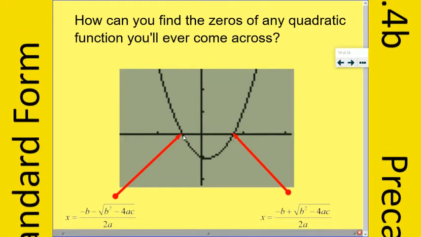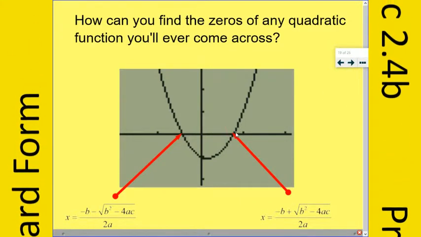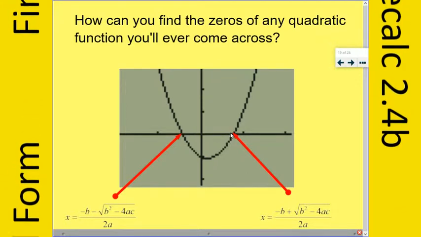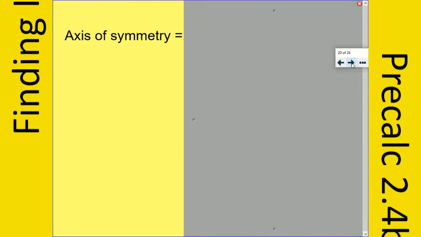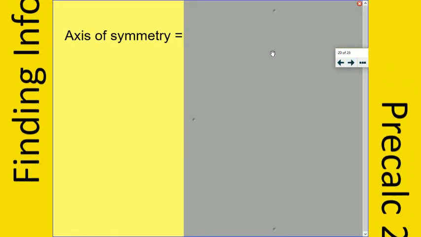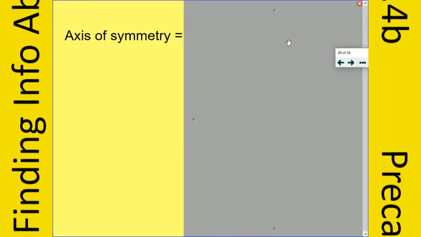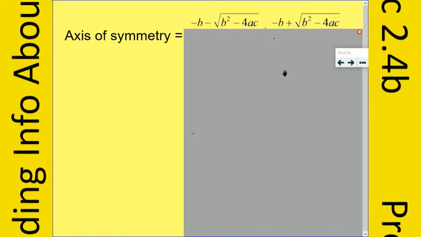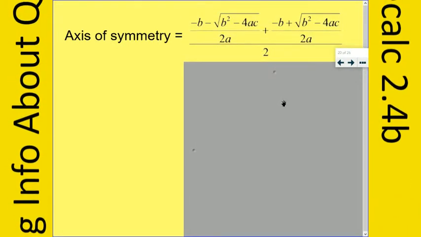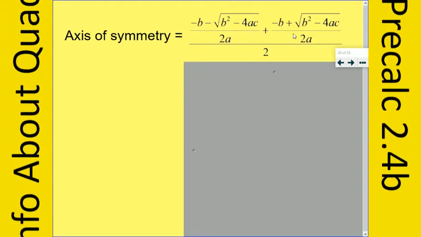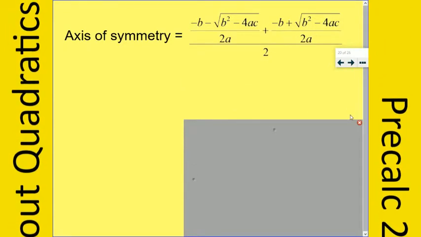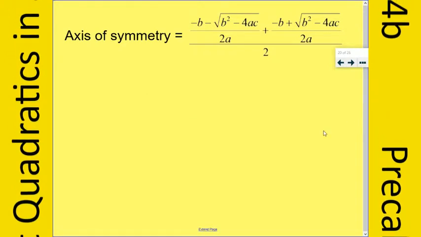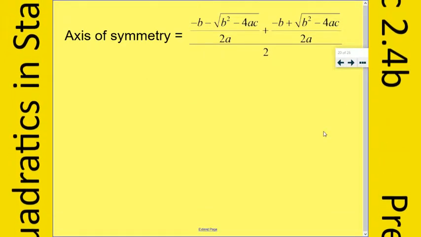Okay? So, how far are each of these things from the axis of symmetry? How far are each of these points from the axis of symmetry? Well, our axis of symmetry is going to be halfway between them. So if we take those two values, those two x values, and add them together, and then divide it in half, we get halfway between them. We get that midpoint value. So let's take a look and see what that looks like.